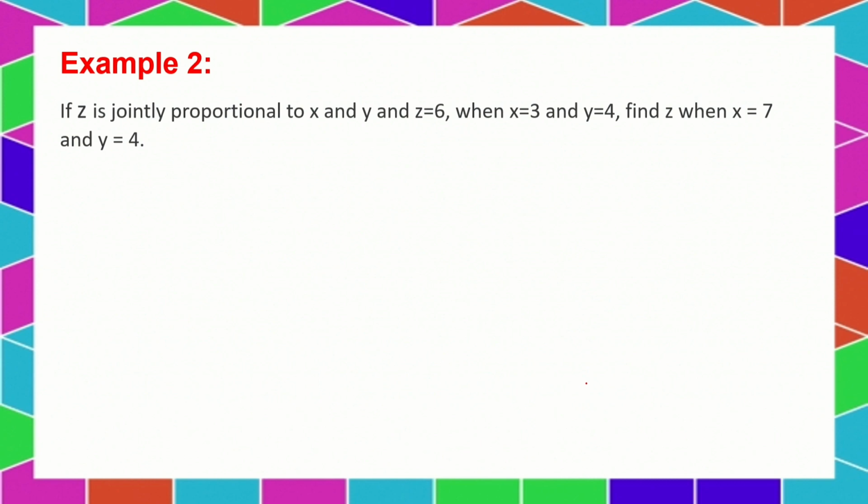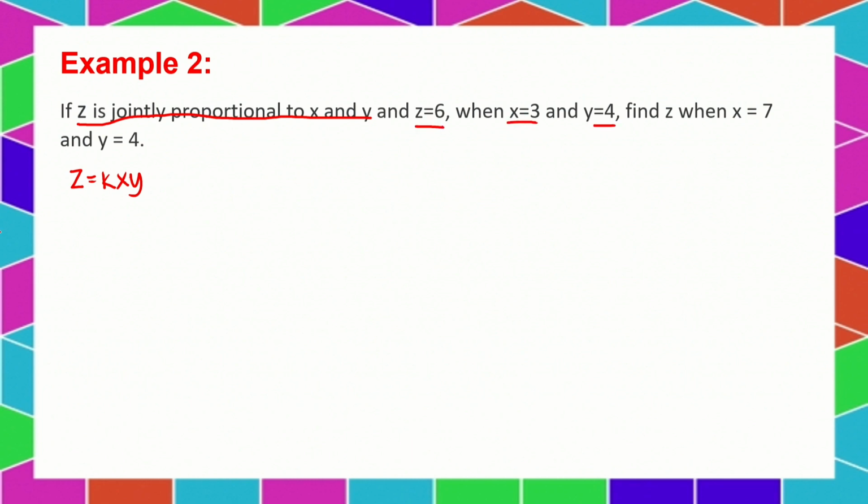Okay, let's proceed with example number 2. If z is jointly proportional to x and y, and z equals 6 when x equals 3 and y equals 4, find z when x equals 7 and y equals 4. So again, step number 1, we have to find the correct equation. So we have here z is jointly proportional to x and y. That is z is equal to k, x, y. Next, we solve for k by plugging in these values.